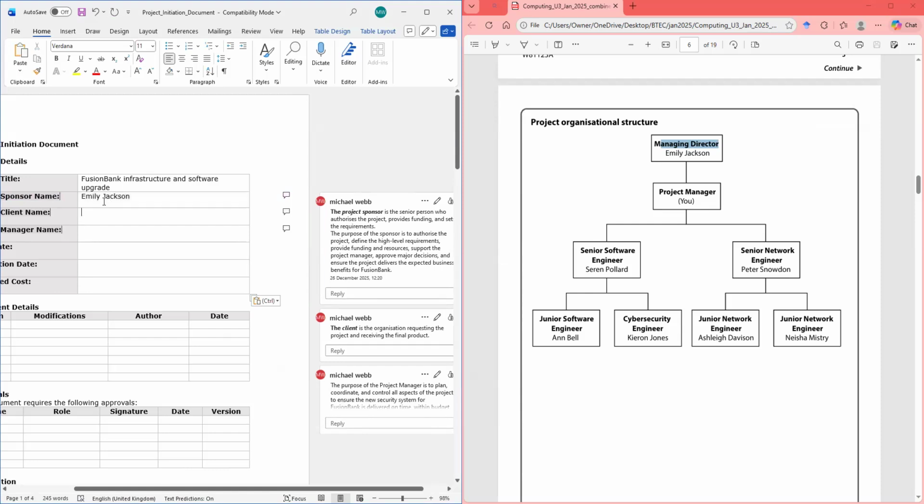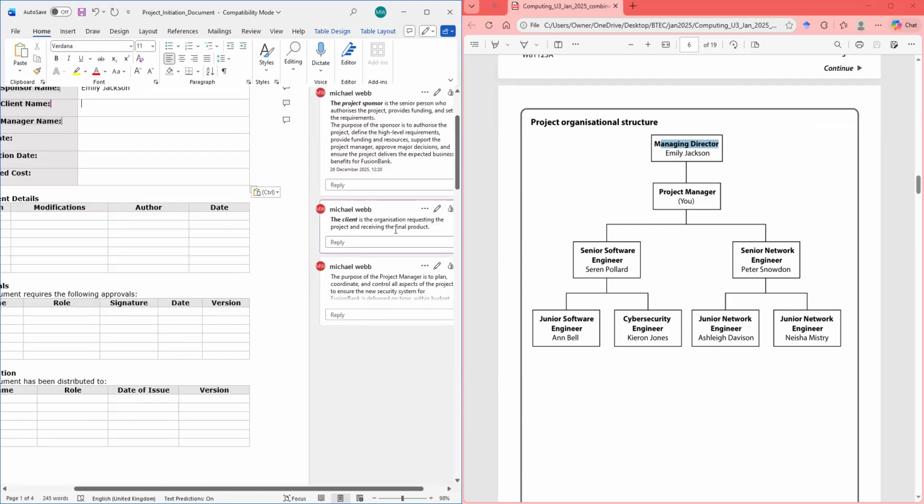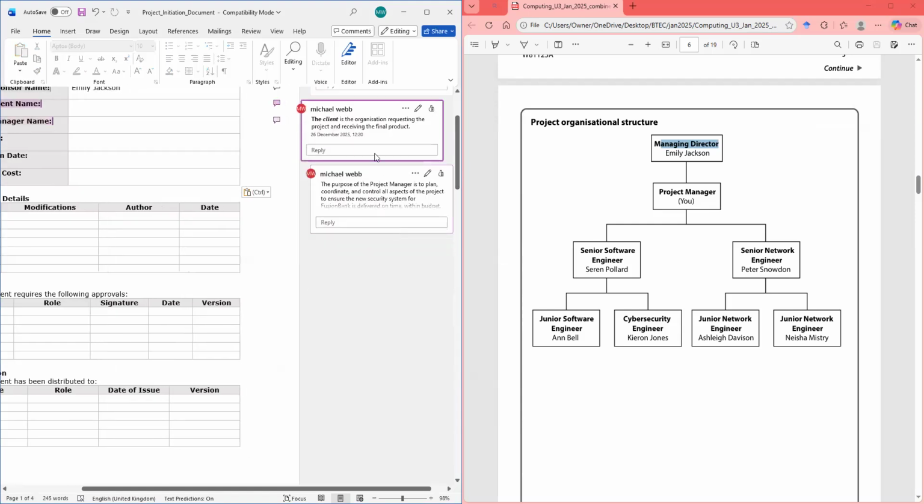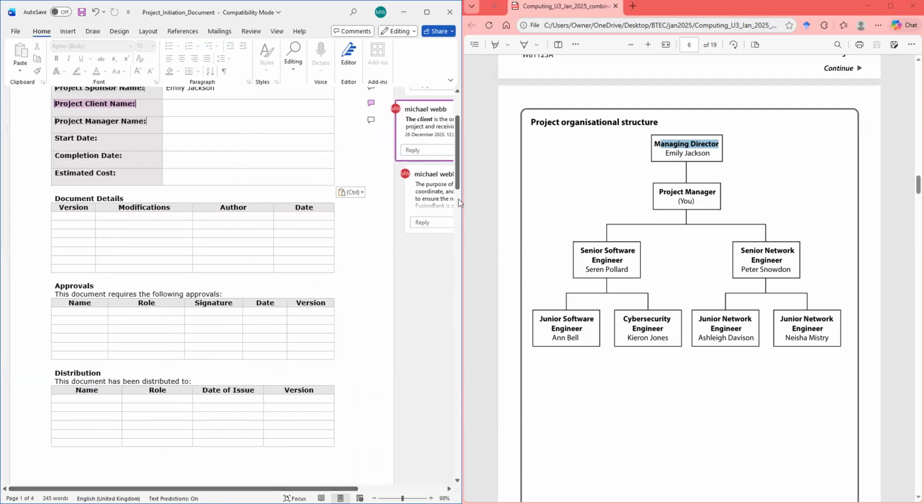All right, client name. The client is the organization requesting the project and receiving the final product. That would be the client. And in this case, the client would be Fusion Bank.